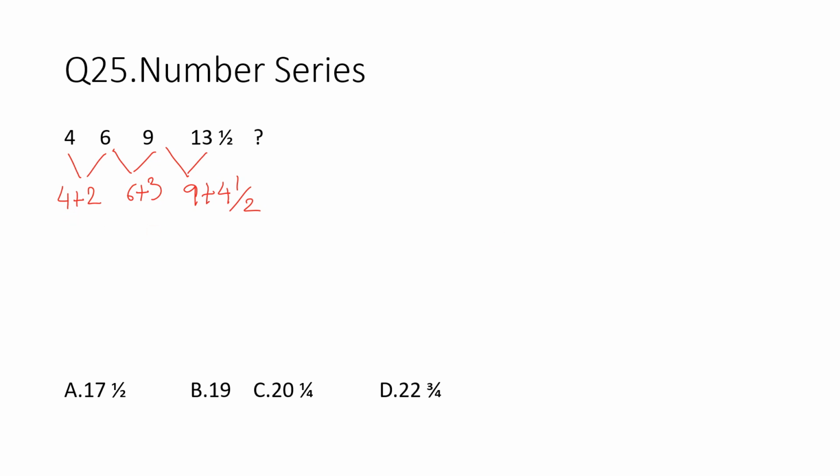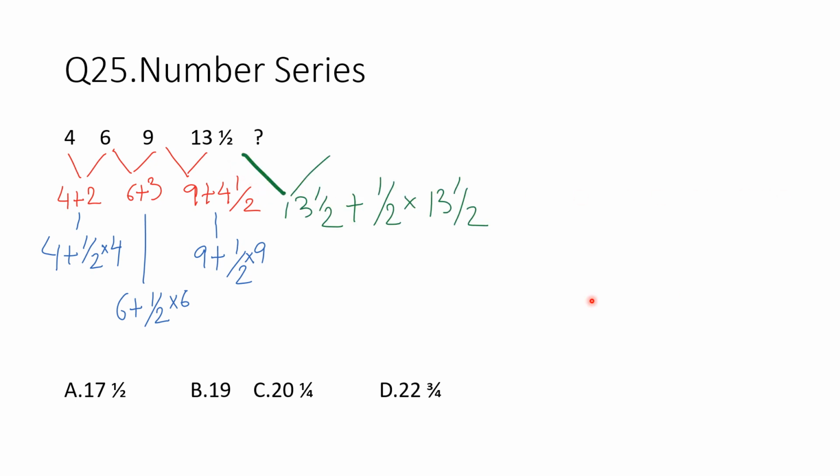वो क्या रिलेशन है? Think of it. 4 plus 2 means 4 plus half of 4. 2 is half of 4. 3 is half of 6. 4.5 is half of 9. So if we see this, this is 4 plus half of 4, 6 plus half of 6, 9 plus half of 9. So it is possible that the next one will be, let's see, 13.5 plus half of 13.5.